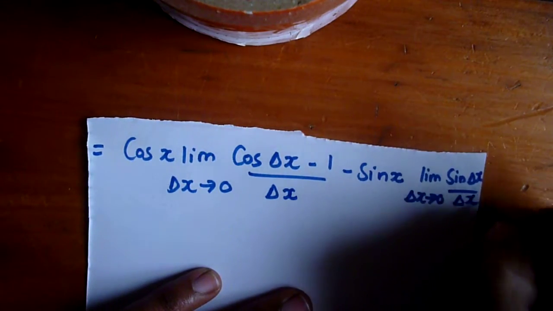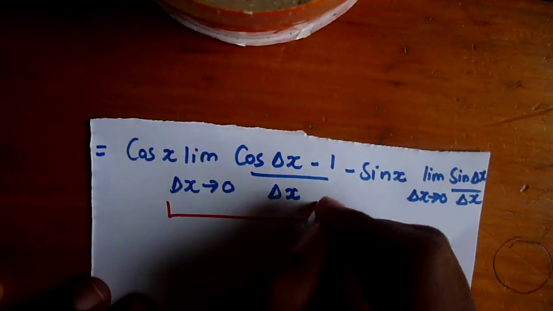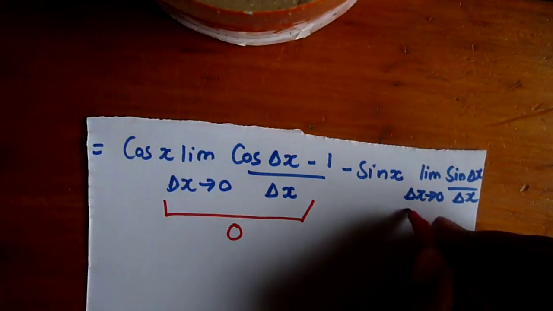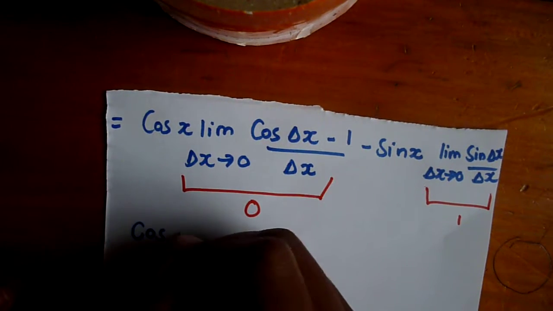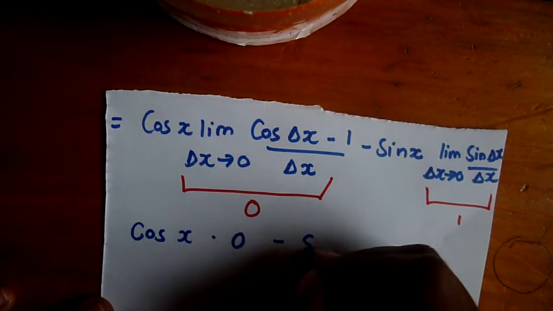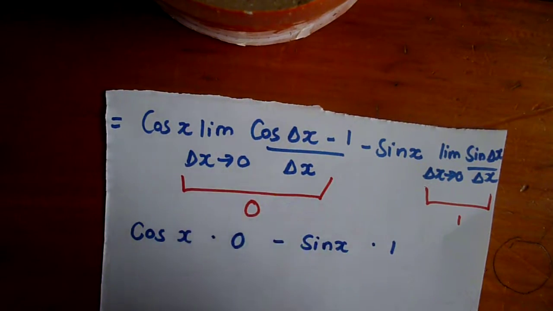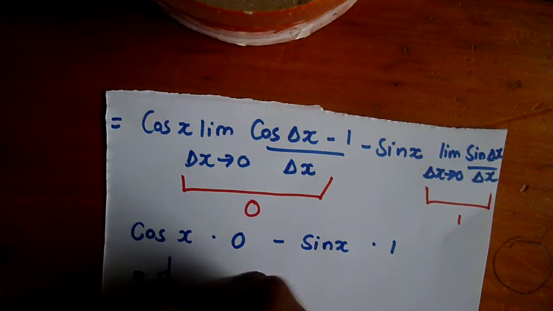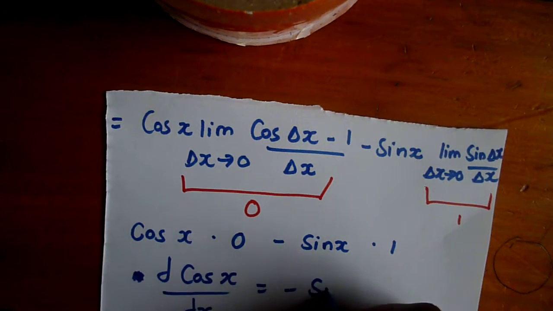So as I had said before, this part is 0, and there's a video on limits and you'll see why it's 0, and this part is 1. So we'll have cos x being multiplied by 0 minus sine x being multiplied by 1. Any number multiplied by 0 is actually 0, multiplied by 1 is just the number itself. So the derivative of cos x with respect to dx is negative sine x.